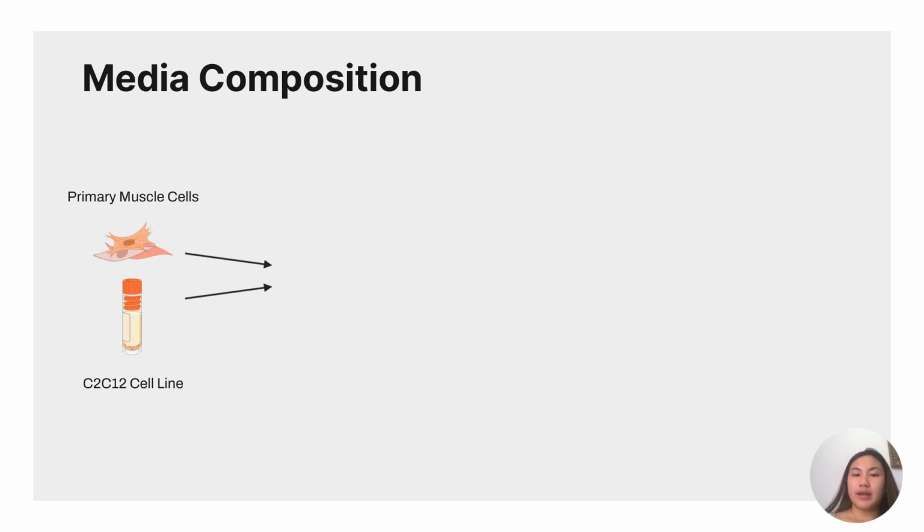myocyte media. These two cell types are cultured separately, so they are not co-cultured, just to give a little bit more information there. Once these two cell types were cultured to confluency, we then tested the effects of different media compositions.